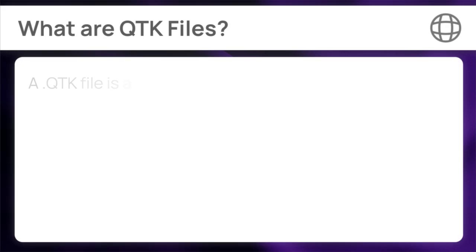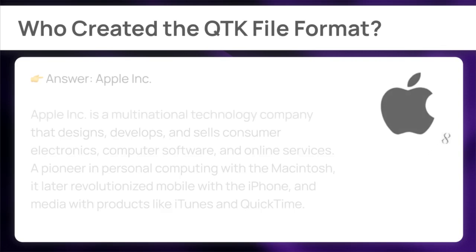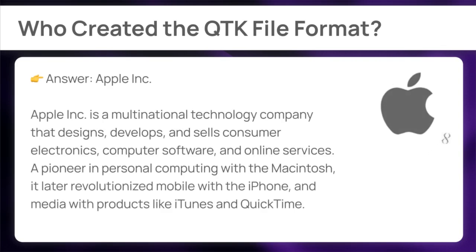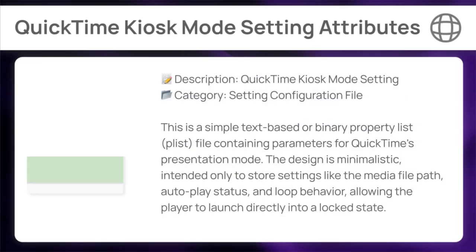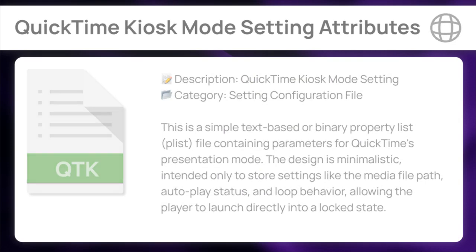A QTK file is a legacy configuration file used by Apple's QuickTime Player to enable Kiosk Mode. This mode locks the player into a full-screen, non-interactive presentation. Often for public displays or automated showcases, users would create this file to define which media plays and how it is presented. This is a simple text-based or binary property list, plist, file containing parameters for QuickTime's presentation mode. The design is minimalistic, intended only to store settings like the media file path, autoplay status, and loop behavior, allowing the player to launch directly into a locked state.